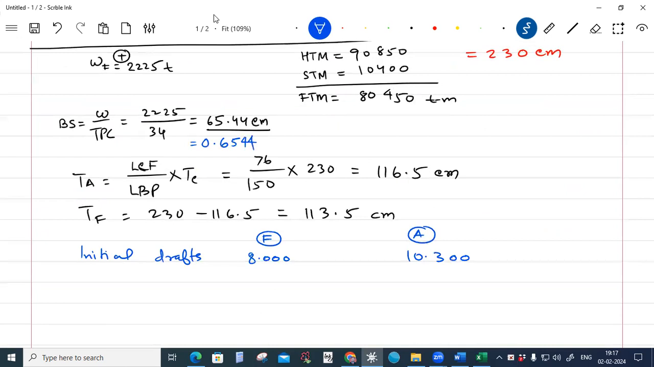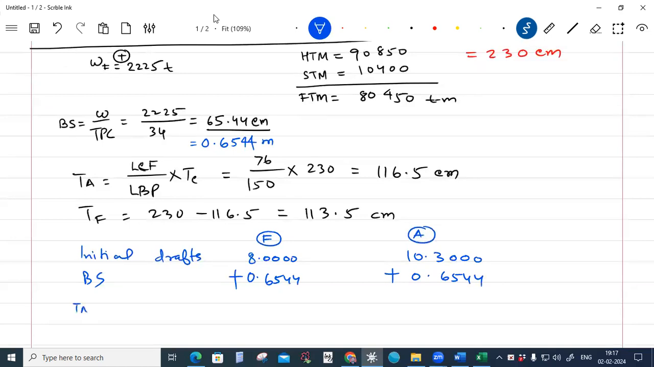Okay, if you want more accuracy, increase one more digit. So body sinkage is 0.6544. And you know body sinkage plus means the draft is increasing on both sides. Makes sense? Yes, sir.